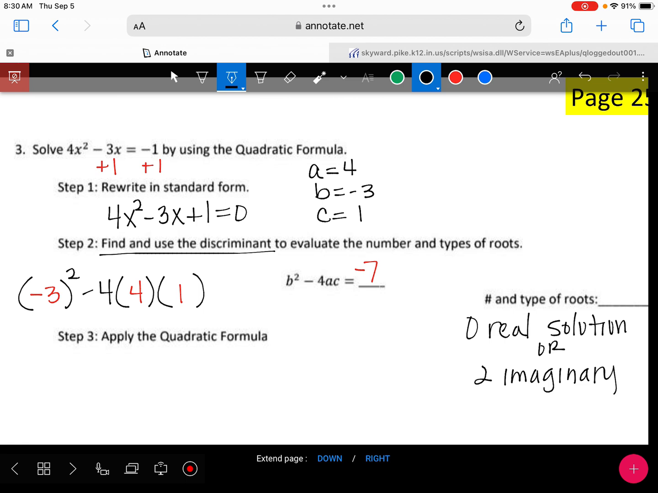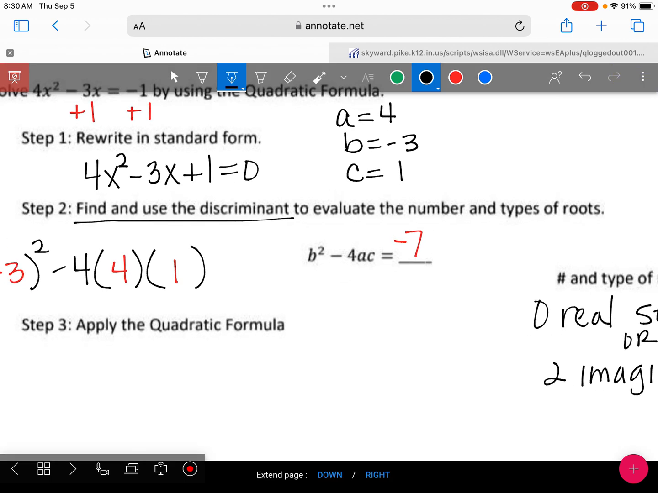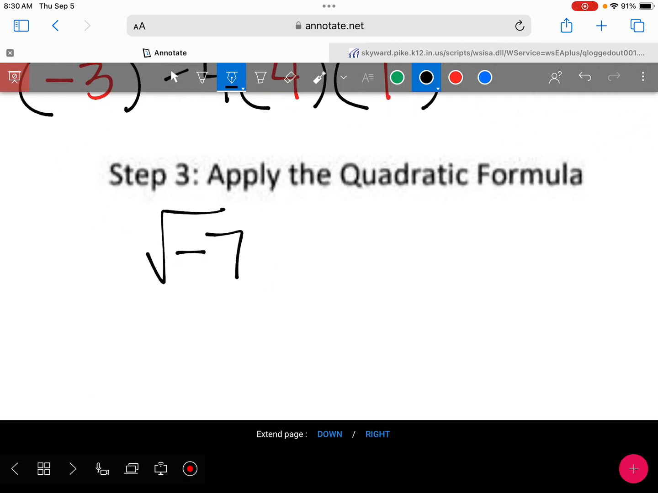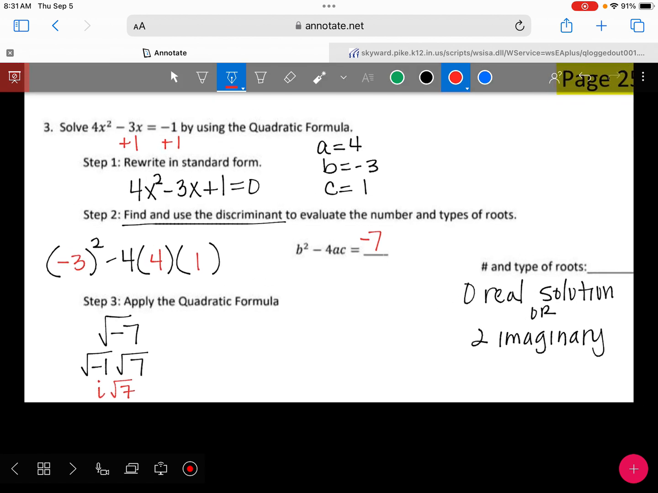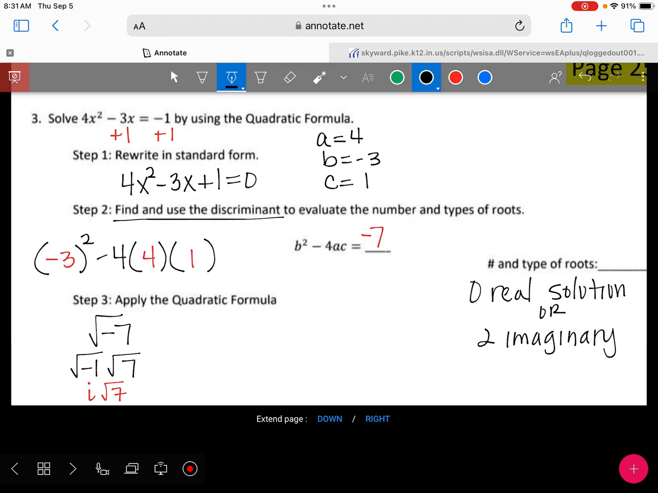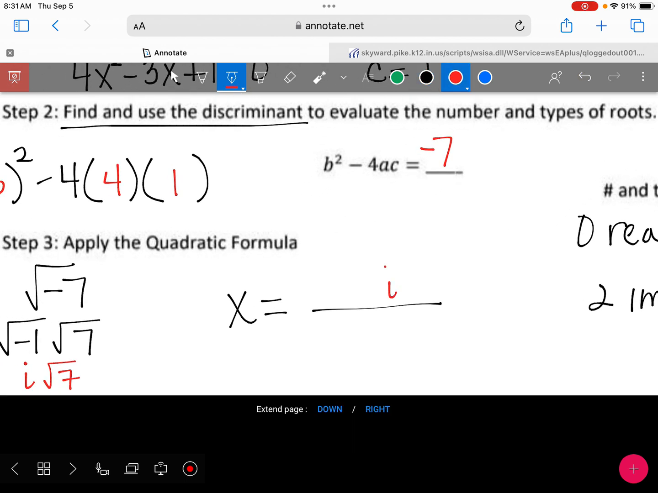So let's talk about it. So we got to take the square root of -7. Anytime you have a negative underneath the square root, I don't know if you remember, but we got to separate it like that. Does anybody remember what this is equal to? I. So now we're just going to put that. We don't have to do anything but put it in the formula. So x equals, and then that i root 7 is going to go here. Plus or minus goes in front of it.